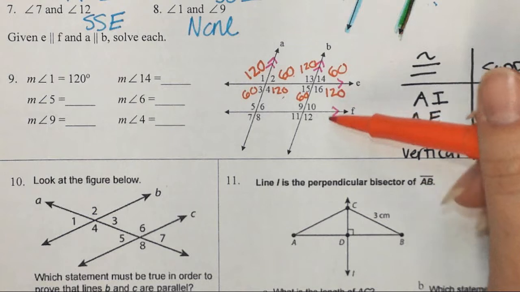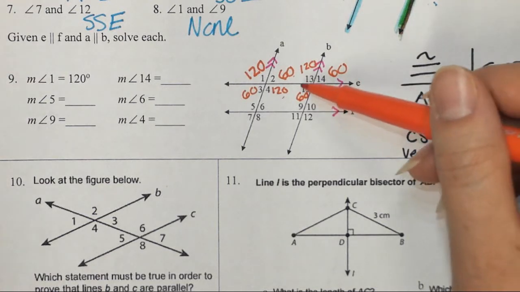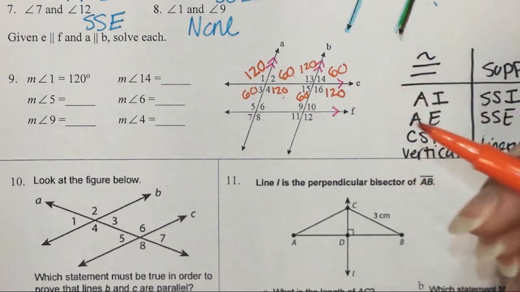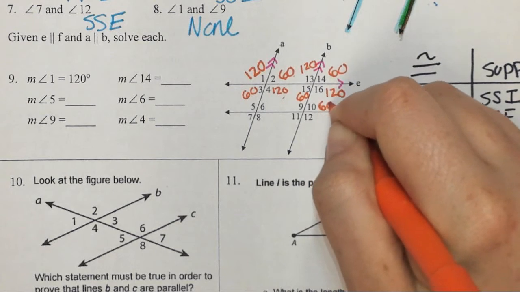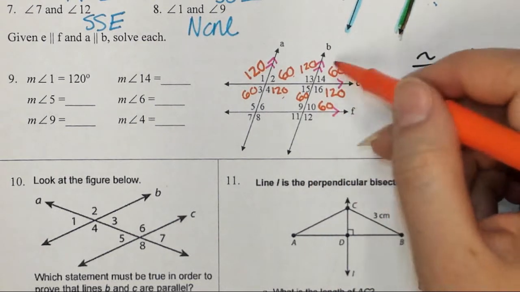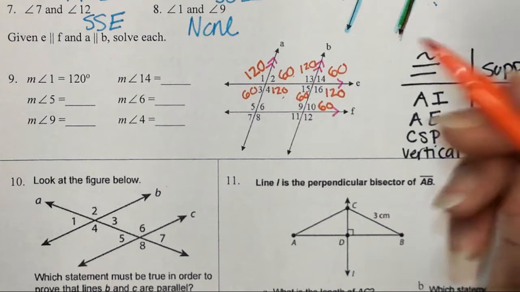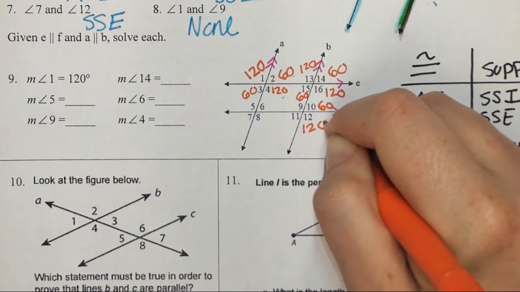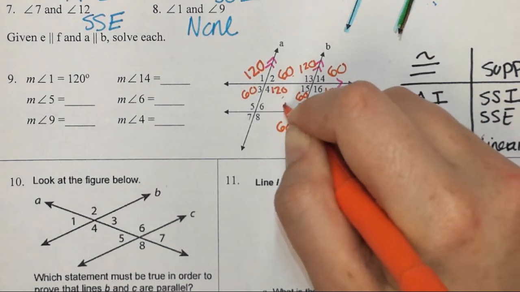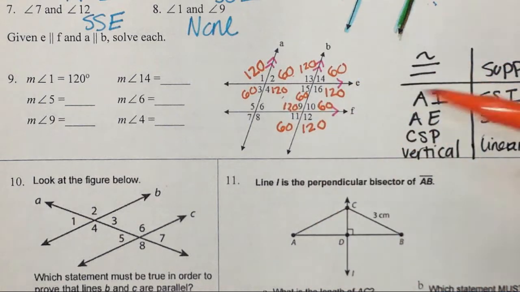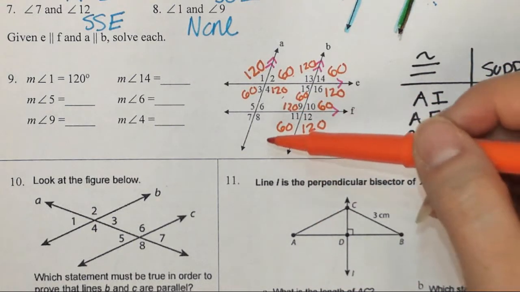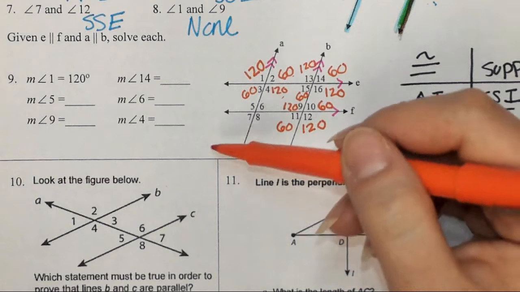If we wanted to go down here, 15 and 10 are alternate interior angles, which means they'll be congruent. 14 and 12 are same side exterior, which means they would be supplementary. So once again, we have that same pattern, 120, 60, 120, 60.